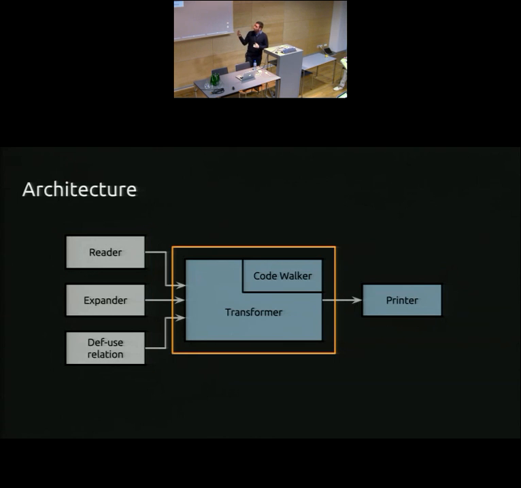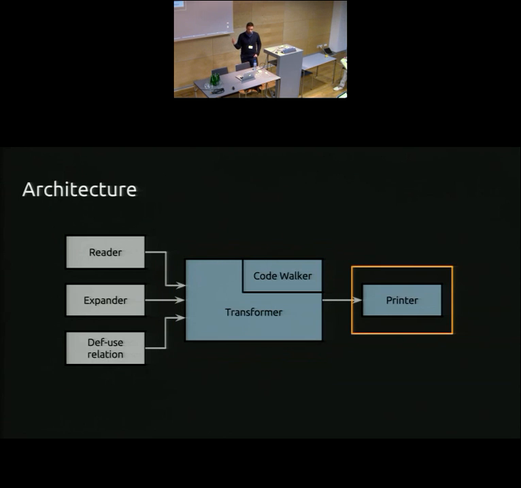Here in the transformer is where basically the refactoring operations are done. It uses the information from both ASTs and uses the code walker to walk those ASTs, and uses the information on the def-use relation to provide refactoring operations that are correct. And the printer has the job of printing the output correctly back to the editor, and it currently uses a pretty printer provided by Racket.